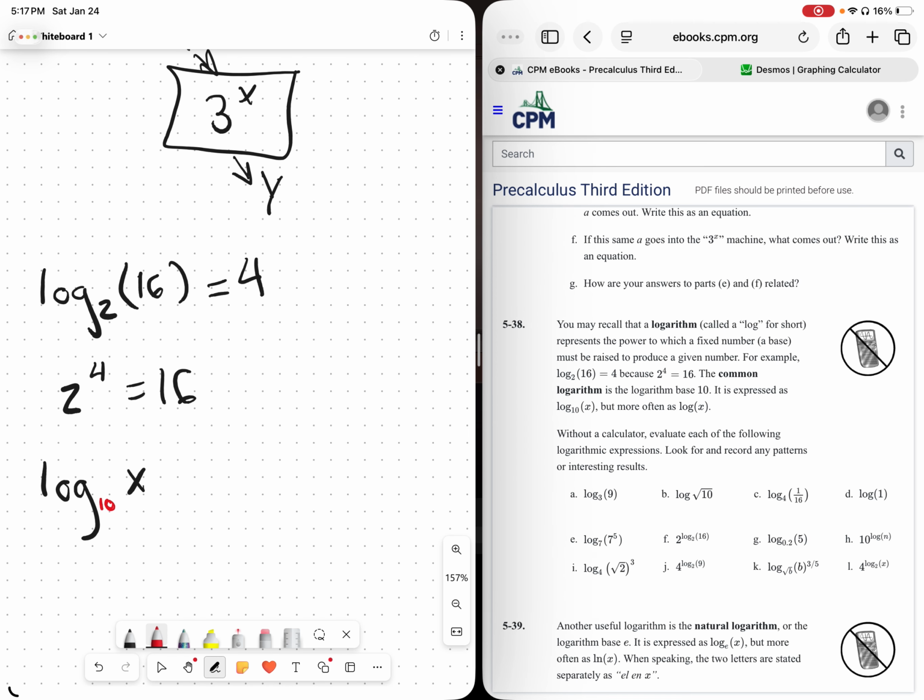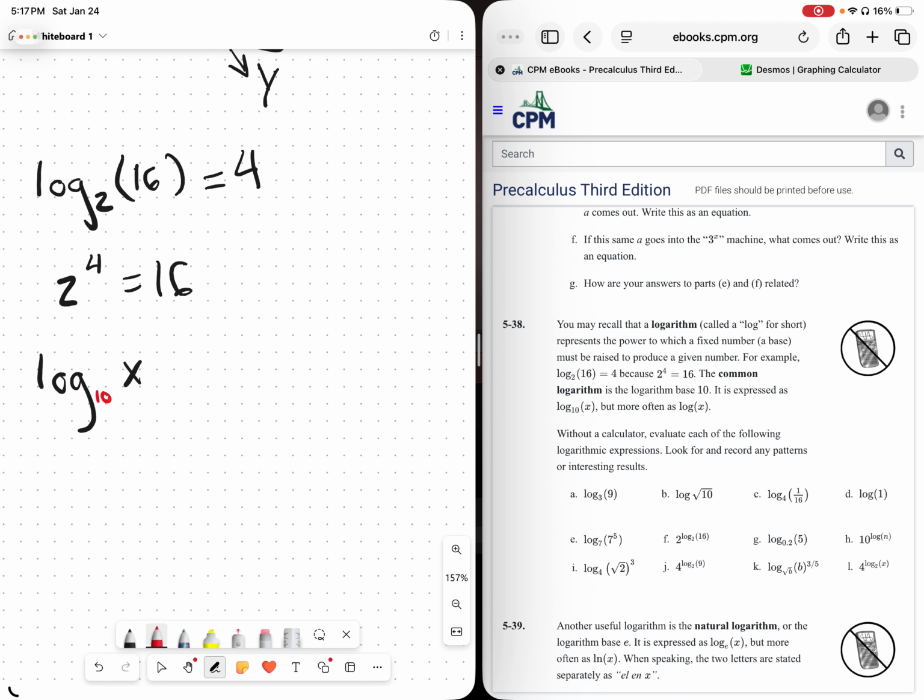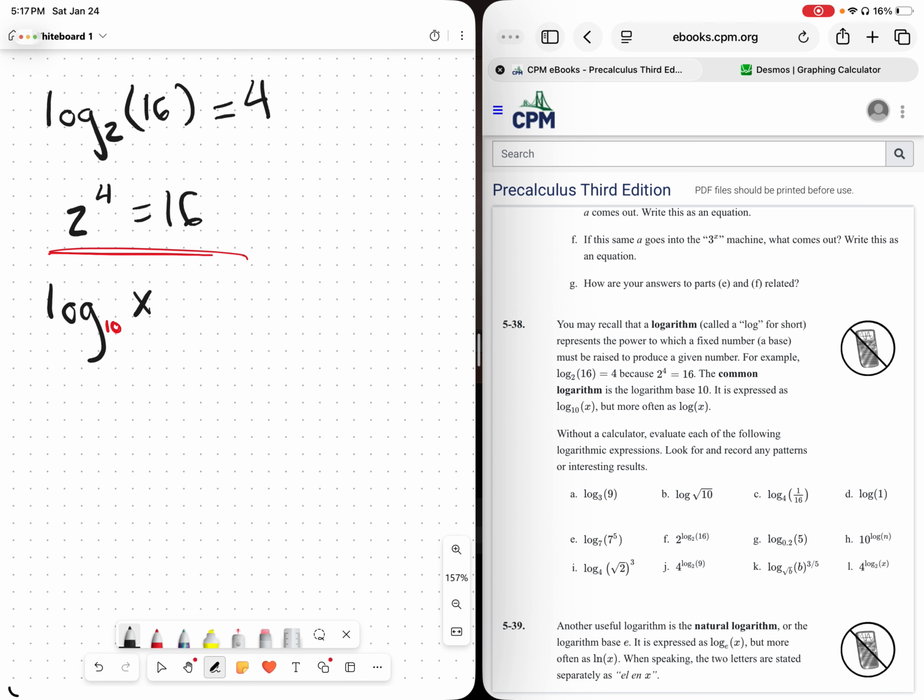Without a calculator, evaluate each of the following. So most of this is going to be going to this exponential form to understand these. So if you had, for example here, a, log base 3 of 9, what are you asking? 3 to what power is 9? Well, it's 2, right?